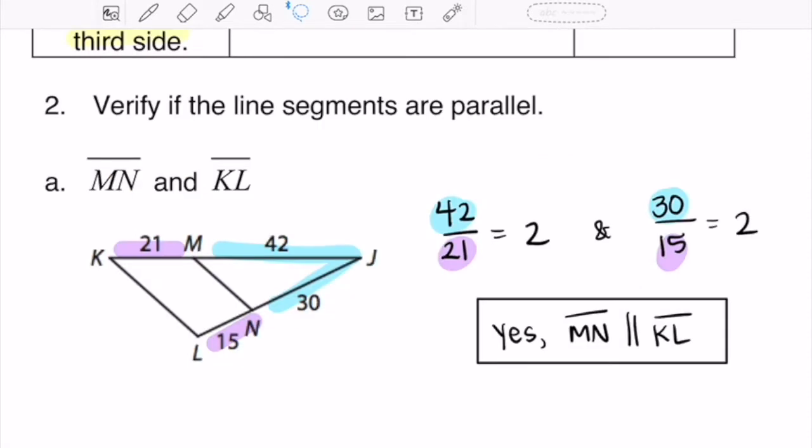The second set of questions in the notes for 6.3 have us practicing the converse of the triangle proportionality theorem. So for this one, we're not trying to solve for a missing side.